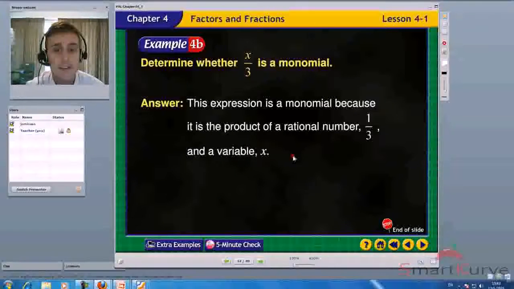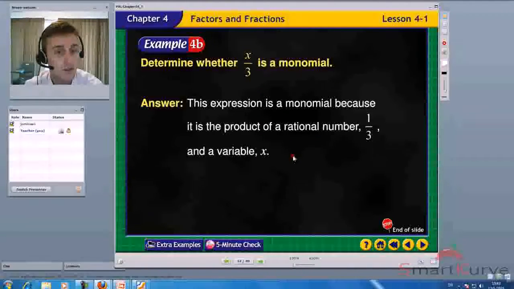Determine whether x over 3 is a monomial. This expression is a monomial because it is a product of a rational number, 1 over 3, and a variable x. There is only one number. Nothing's being added or subtracted. One number.